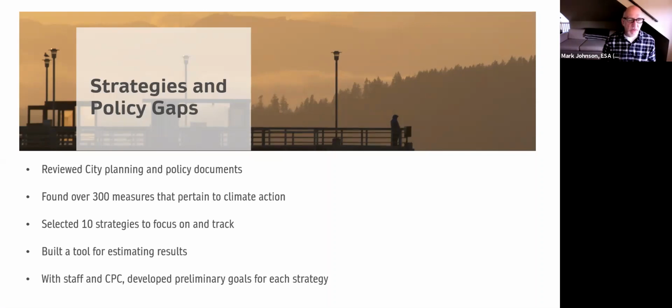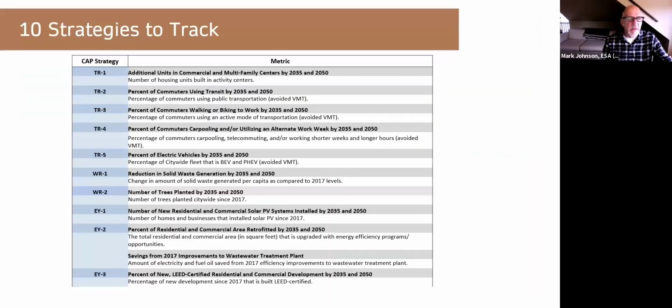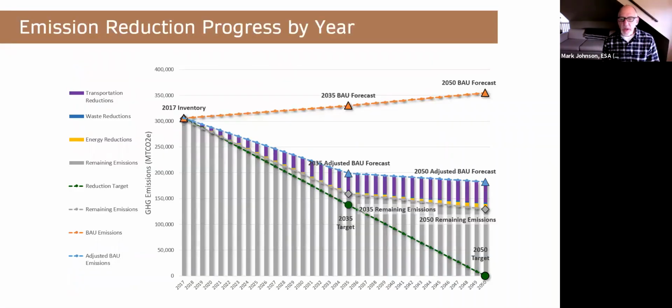We built this tool for estimating the results, and we developed some preliminary goals for each of those strategies. I'm just going to flash up here the list of the strategies. The next slide, please. So this is what those strategies look like, and I'm going to go into those in a little more detail this evening. If we go on to one more here, what we did with these strategies is we put them in a timeline to see how they would help us in reaching the target.